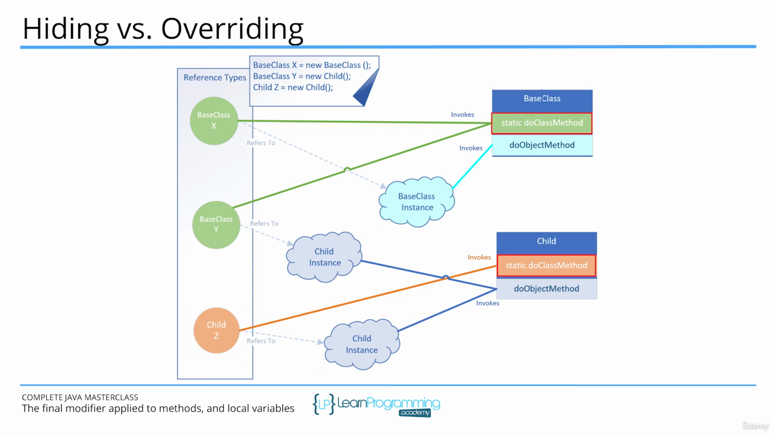When you execute a static method on an instance, the reference type determines which method is called, the one on base class or the one on child. What this means is, even though Y is really a child instance, it doesn't matter for static methods. Static methods are based on the reference, so in this example, X and Y would both execute the static method declared on base class. Instance methods are called based on the runtime type of the instance and not the declared type. This means that Y and Z execute the doObject method on child because they're both instances of the child class.